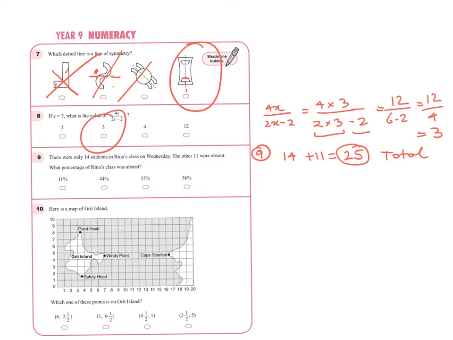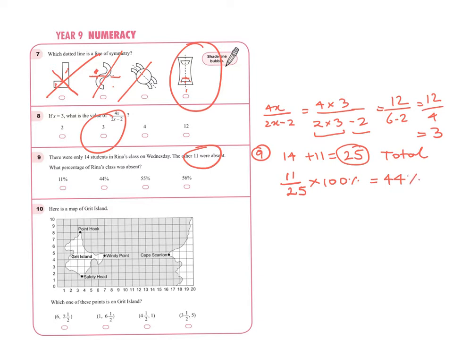So what percentage of Rina's class was absent? What was absent? We're looking at 11. So 11 out of 25, they're asking for percentage, so times 100%. Use the calculator, 11 out of 25, and then times 100%, should give you 44%. Wow. Okay, so 44%.